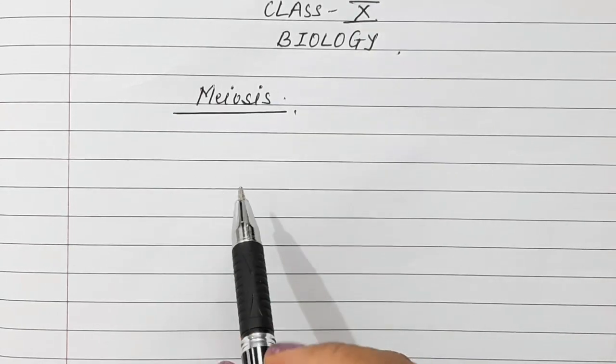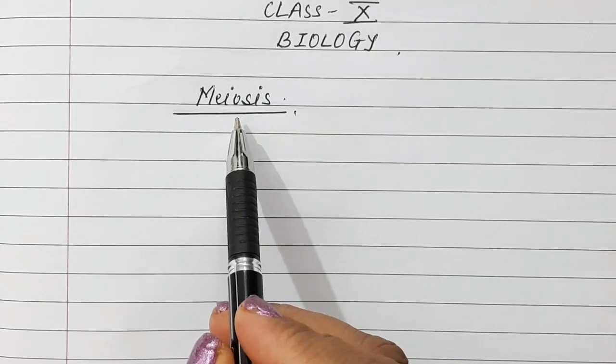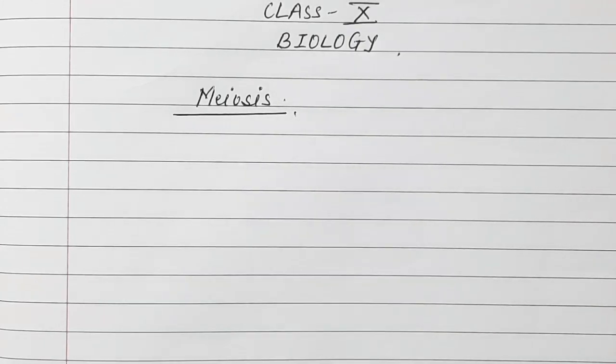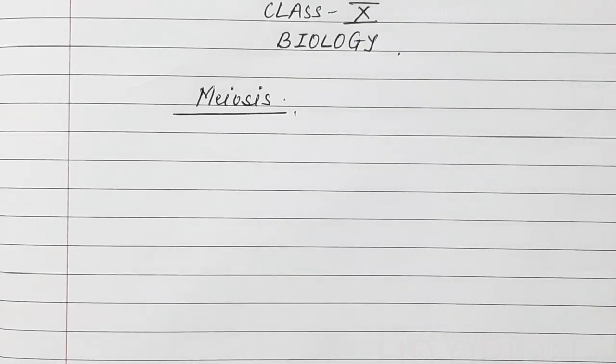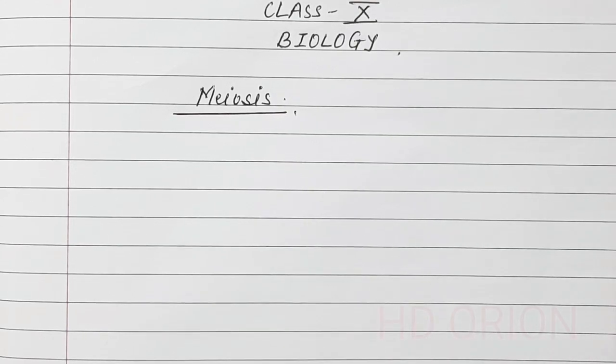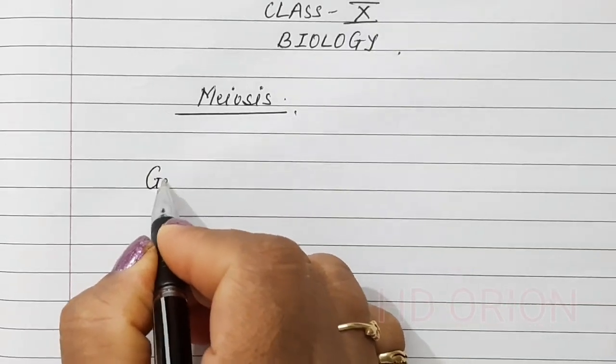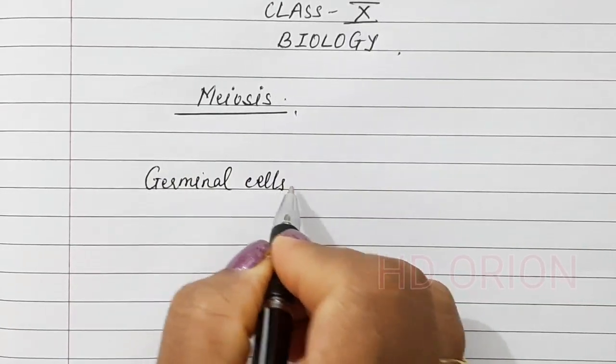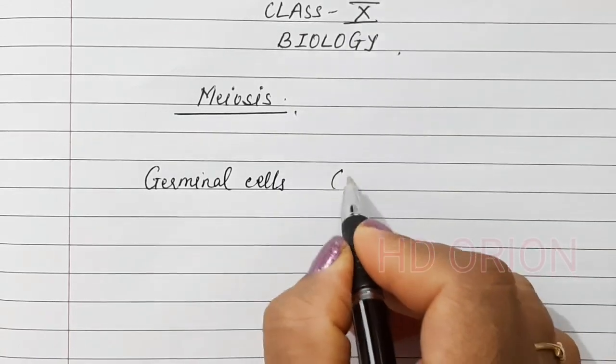Hello everyone, today we are going to study about meiosis, a type of cell division, for class 10 biology. This type of cell division occurs only in the reproductive organs. The reproductive organs contain the cells called germ cells. We also call them germinal cells. And these cells are diploid.